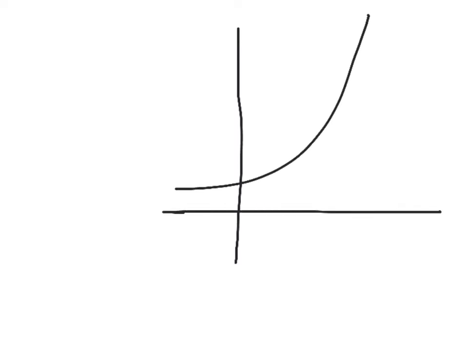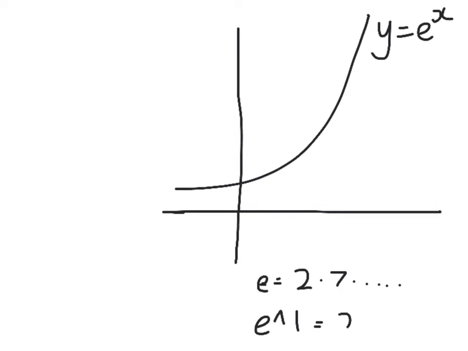We're going to start with a very, very bad graph, which you'll be used to if you're in my class. Here's y equals e to the power of x. Now, e is a really special number in calculus. It's equal to 2.7 and so on. If you hit e on your calculator, if you go e to the power of 1, you'll get the decimal approximation for it.